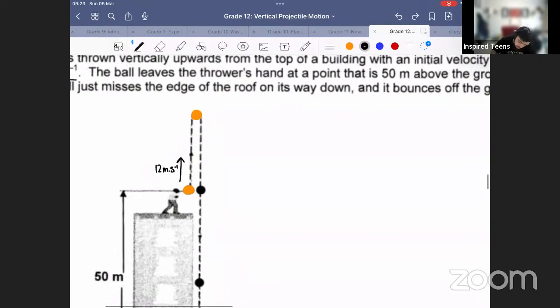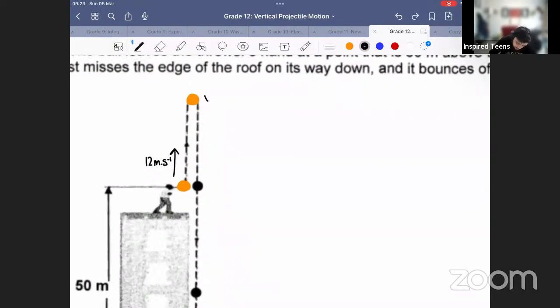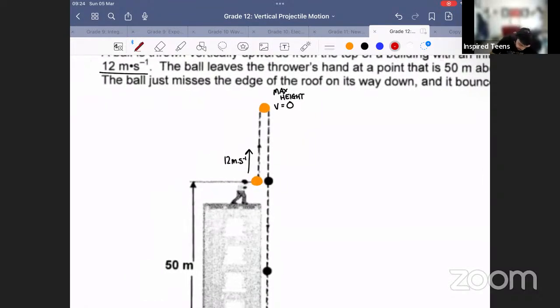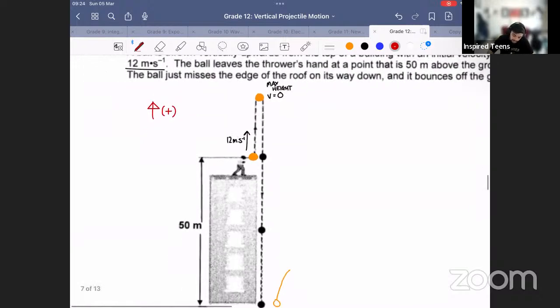Now, the other thing we know is at the top, which is maximum height, we need to always remember: it's not necessarily V final, but V at max height is equal to 0. The velocity at max height is always equal to 0. So here we actually know a V final and a V initial. In this question, and you can do it in all your questions, I'm going to decide to take up as positive. There's no graph, nor do they tell me to take a direction as positive, so up is positive.